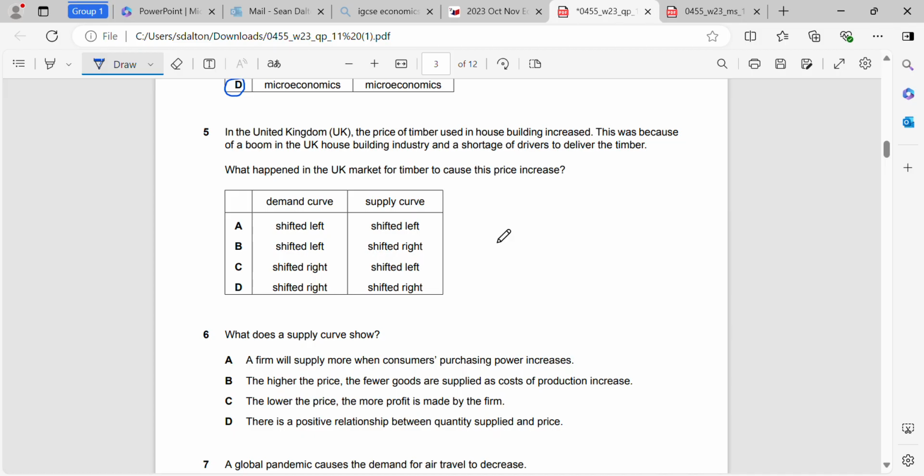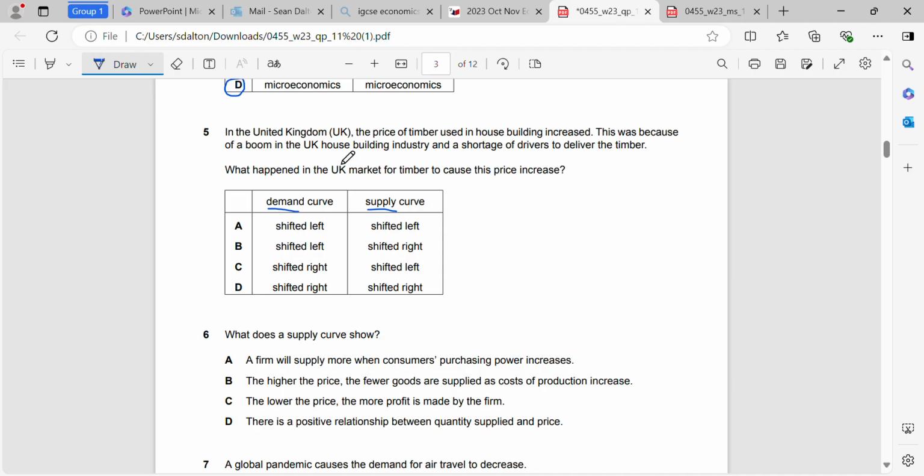Okay, so question 5. In the United Kingdom, the price of timber used in house building increased. This was because of a boom in the UK house building industry and a shortage of drivers to deliver the timber. What happened to the UK market for timber to cause this price increase? Okay, so normally we go through two different changes here. They're asking us about demand and they're asking us about supply, and we have to identify which direction they have shifted.